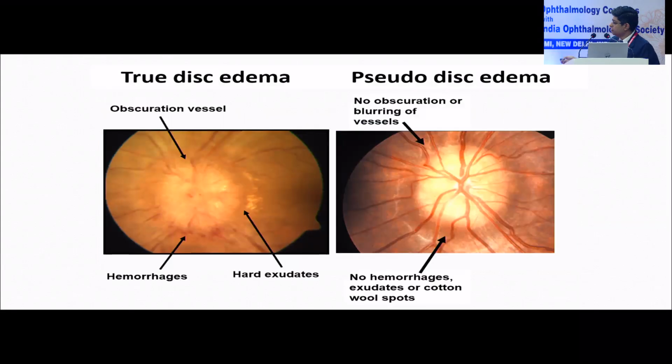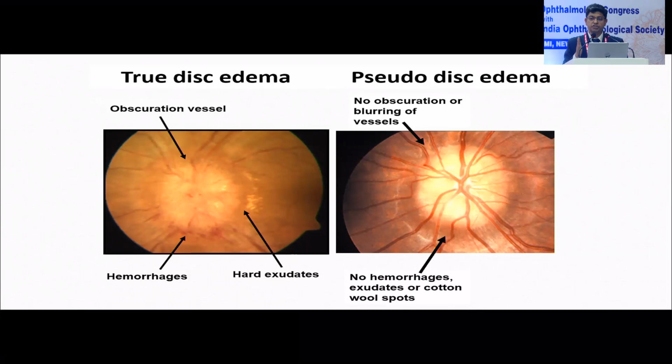So you can classically see the difference that is there. While it appears to be edematous, you can see that the margins don't seem to be sharp, but there is an absence of cup. You can see the vessels are pretty clearly visible there. So no hemorrhages, exudates. So that's your first important thing.